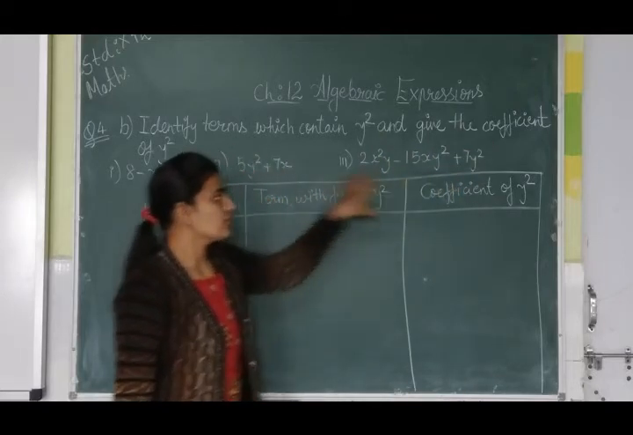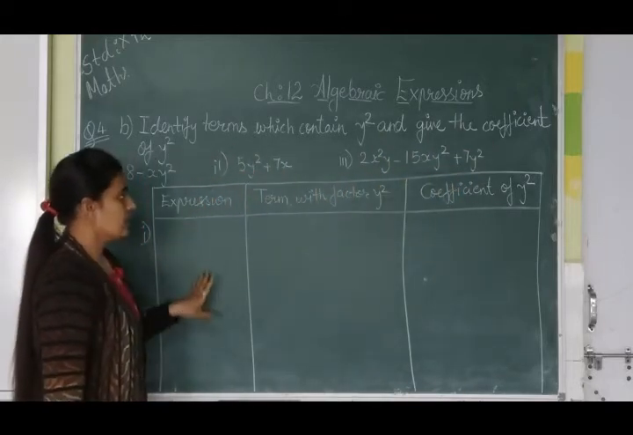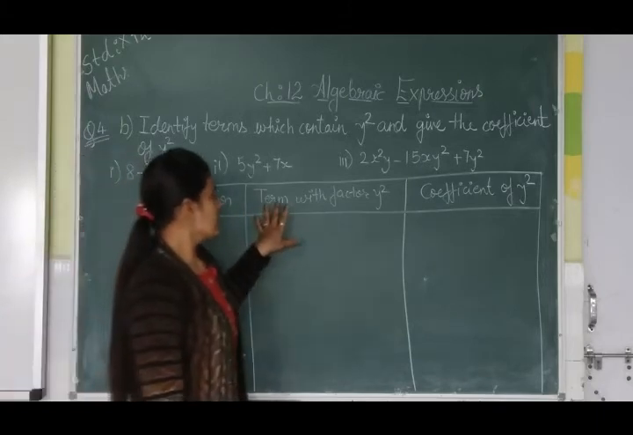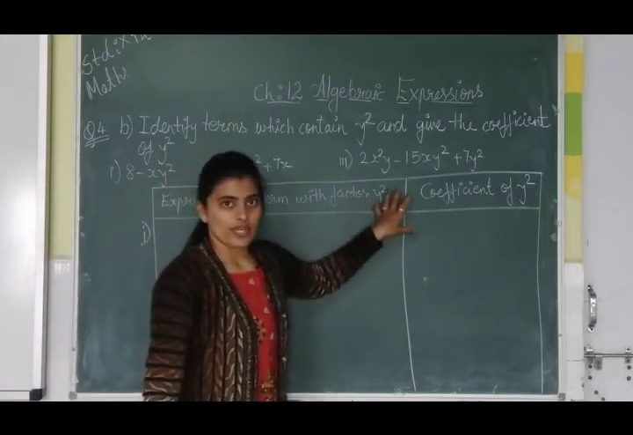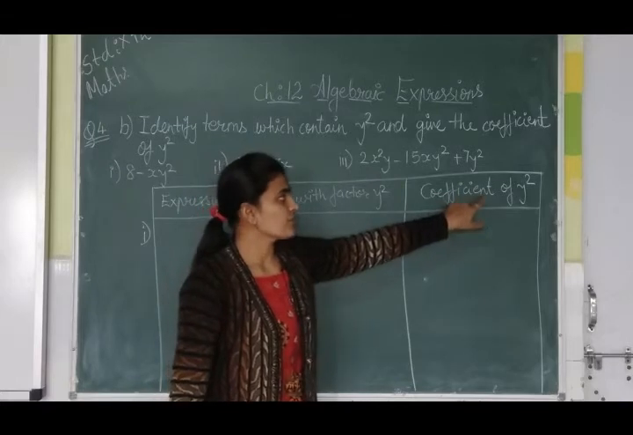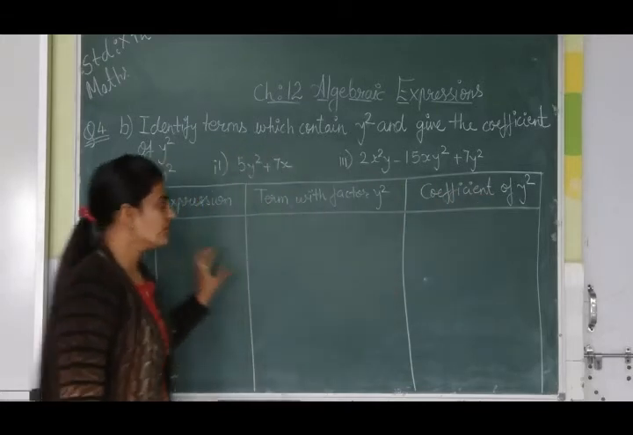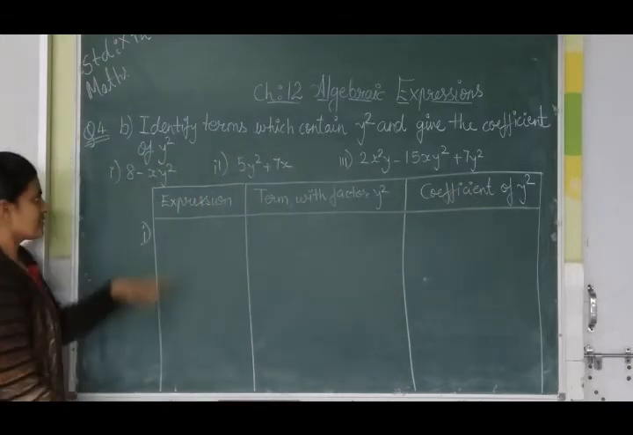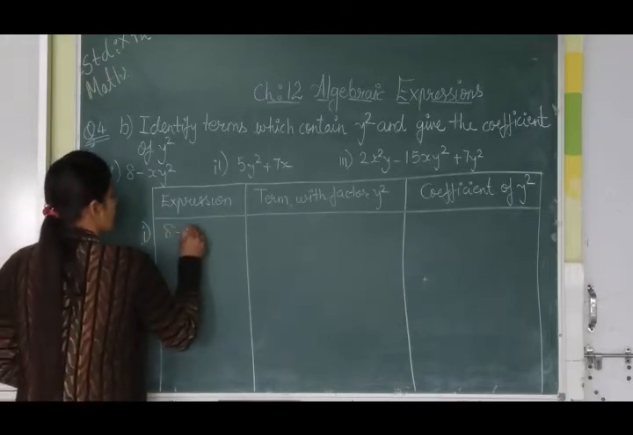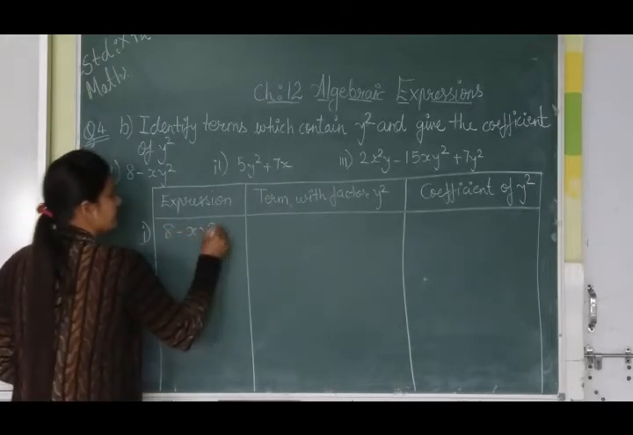So first of all, draw a table. First we will write down the expression. Next, the term with factor y square. And last, the coefficient of y square. We will start from the first one: 8 minus x y square.